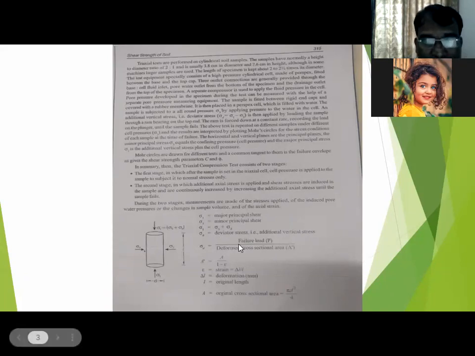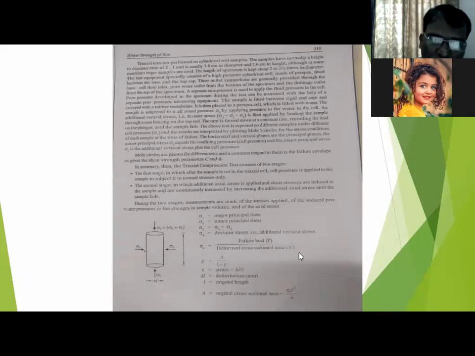So sigma d is equal to failure load divided by deformed cross sectional area. जब failure load जितना apply हो रहा, that divided by cross sectional area. Cross sectional area कैसा निकालते हम? A dash is equal to A by 1 minus epsilon. Epsilon means again strain. Strain is delta L by L. ये सब सॉम का है.